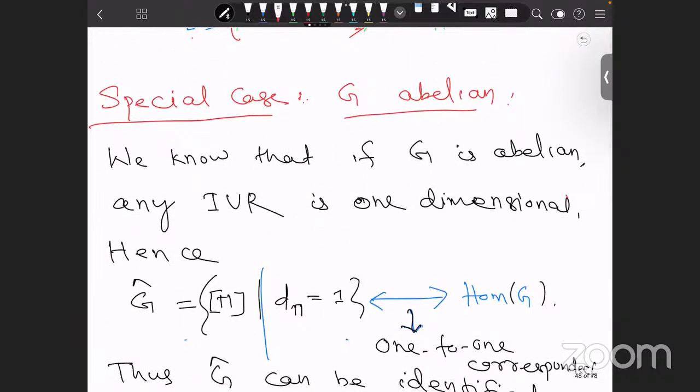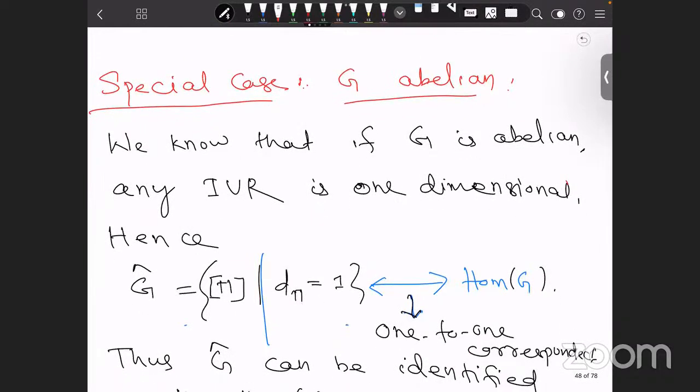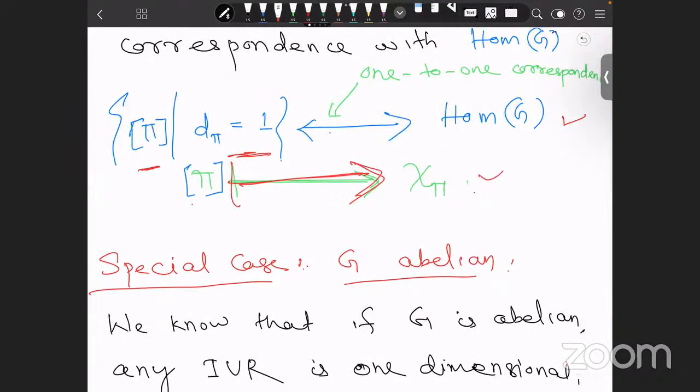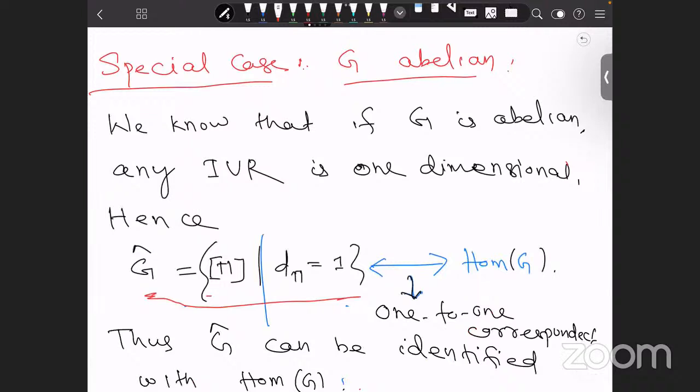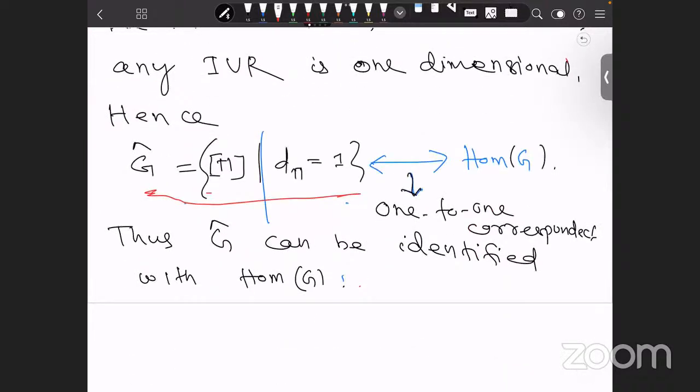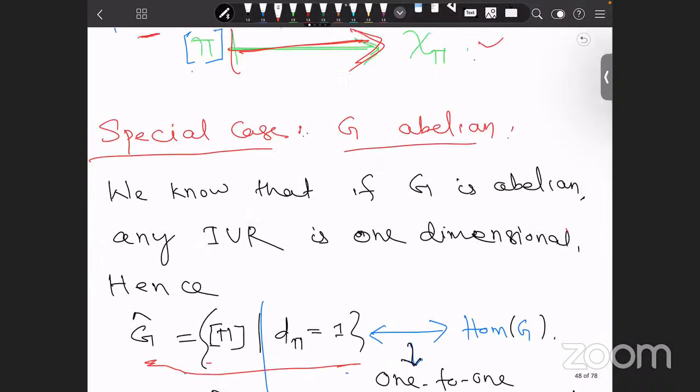Now, a special case: when G is abelian, we know that any unitary representation is one-dimensional. Hence, G hat is nothing but the set of equivalence classes of pi such that d pi is equal to one. That is in one-to-one correspondence with homology. So thus G hat can be identified with homology. So we have shown that G hat can be identified with homology whenever G is abelian.